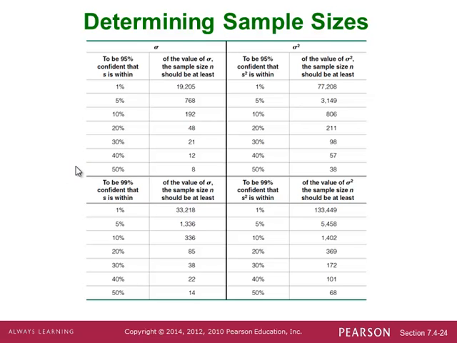And how this goes is that if you want to know what sample size you should use so that you could be, for example, 95% confident that your standard deviation is within, say, 5% of sigma, then you would just look to the right and you pick out 768 as your sample size. Or if you want to be 99% confident that your variance is within, say, 20% of the true population variance, then you should use a sample size of 369.